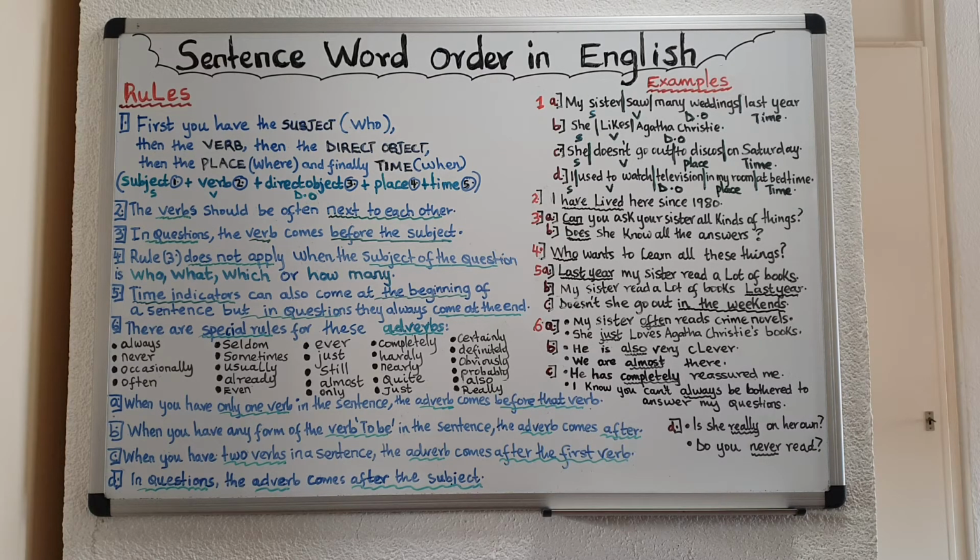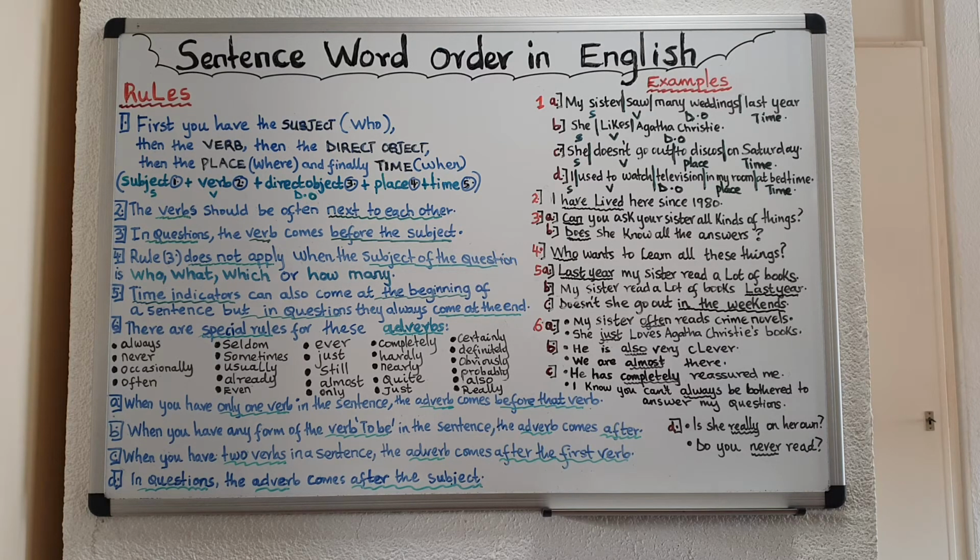How do you do that? Look at example 3a. Can you ask your sister all kinds of things? So that is a question. And you can see in that case, the verb comes before the subject. The verb is can. And the subject is you, because that is a pronoun. So in that sentence, first you have the verb, which is can, and then you have the subject, which is you. You is a pronoun. So in that case, the pronoun you is the subject in that sentence. So the verb comes first.